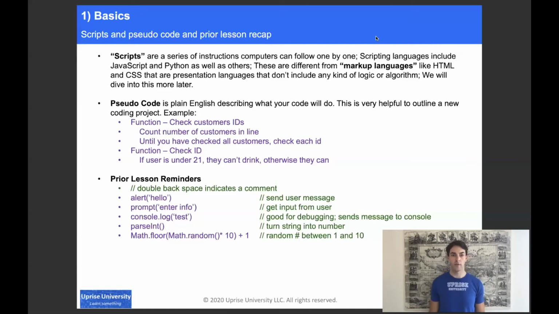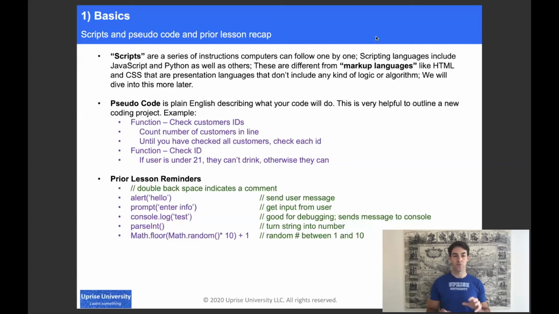Then just a quick reminder of some of the things that we learned in the prior lesson. The first thing is the double backslash, which indicates a comment. When you're actually writing code, the pseudocode will basically be in all comments. So that's important to know. To send the user a message in a web browser, you can use the alert function. To get input from the user, you can use the prompt function.